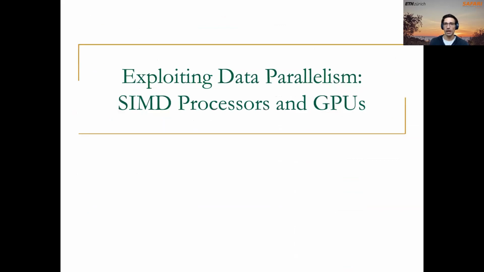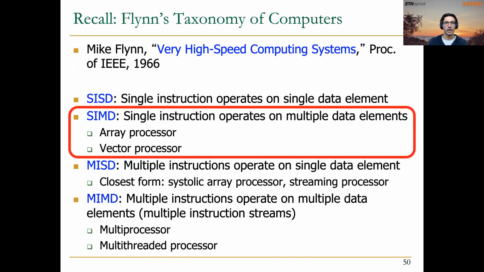Okay, and before we finish, I would like to very briefly recap what heterogeneous systems are, recap this taxonomy of computers by Mike Flynn that we started the class with, and talk a little bit more about SIMT processors and GPUs, which will be the main content of the next lecture. So remember, we have 4 classes of computers: SISD, SIMD, MISD, and MIMD. And in this course I start focusing on SIMD processors, those that allow us to operate on multiple data elements using a single instruction.